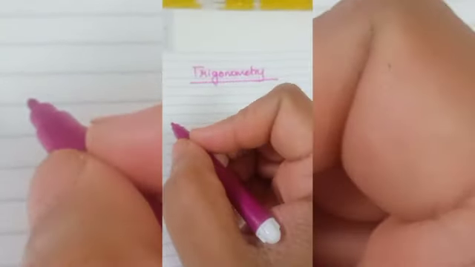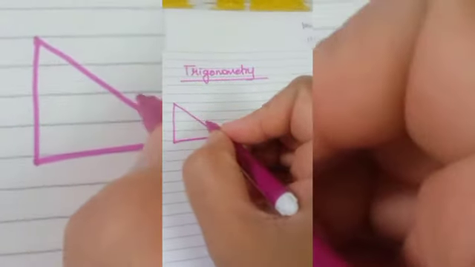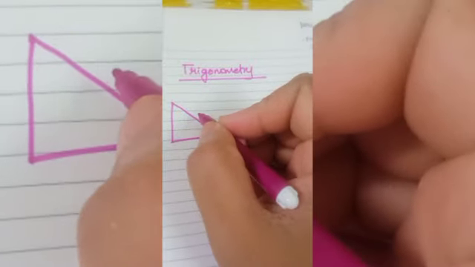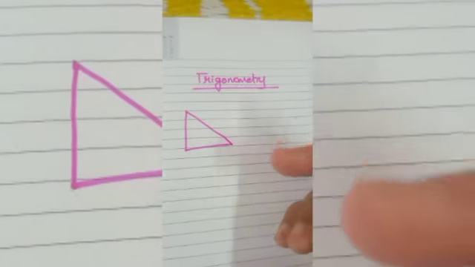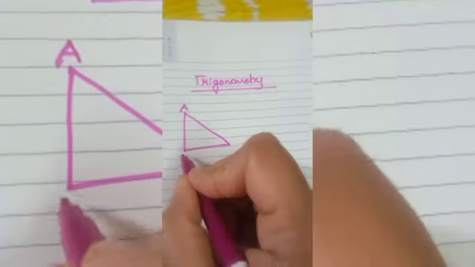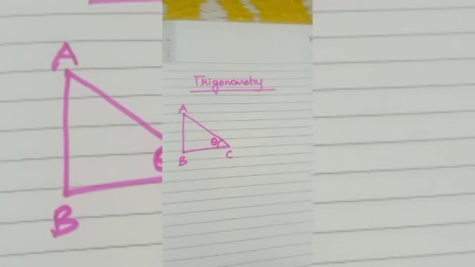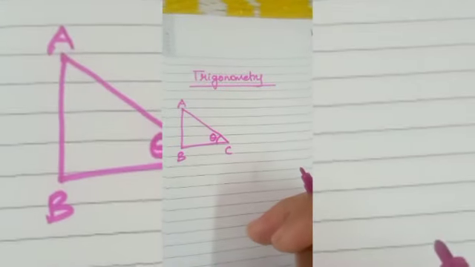So here we are going to assume a right angle triangle. In a right angle triangle we have 3 sides. The longest side is called the hypotenuse, the opposite side is the perpendicular, and then we have the adjacent side, which is called the base. So let us assume A, B and C, and please mark an angle theta here. Now we are going to see the basic trigonometric function formulas.